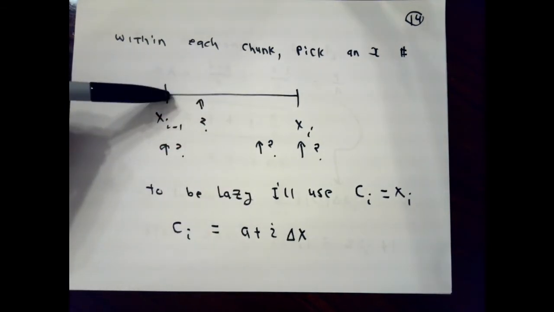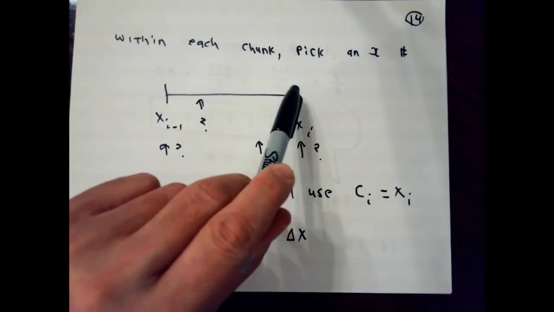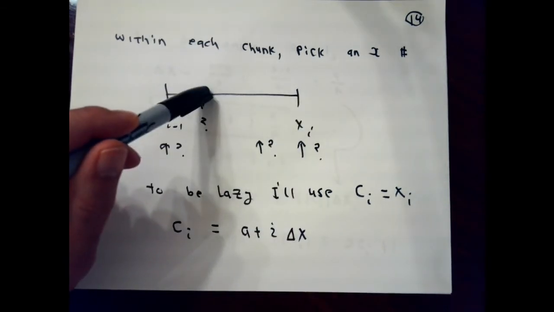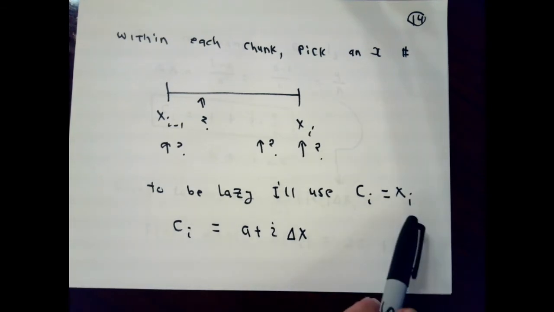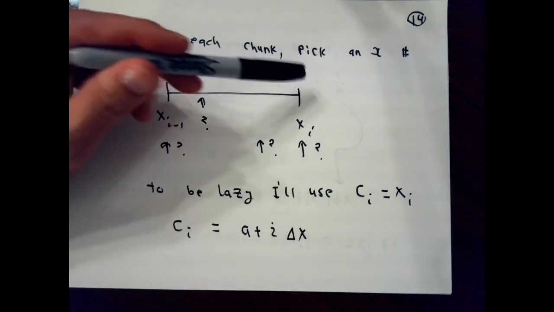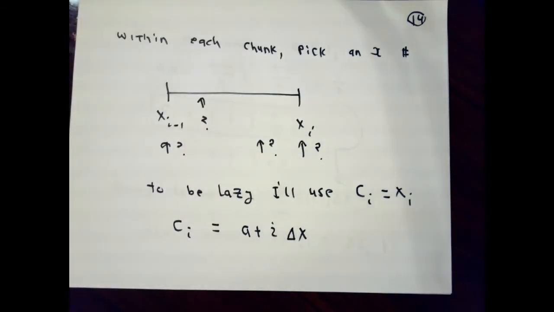I could pick the left-hand end of the interval if I felt like it. I could pick the right-hand end. I could pick some x number in the middle. It doesn't make any difference because of the limit giving the same number regardless of the detail business. To be lazy, I'm going to make ci the same as xi, which is the right-hand end, which is a plus I times delta x, in general.